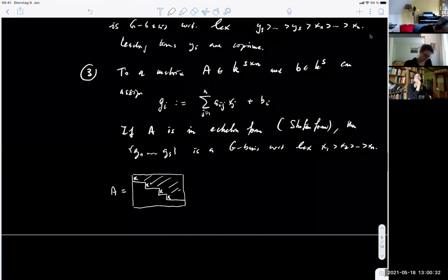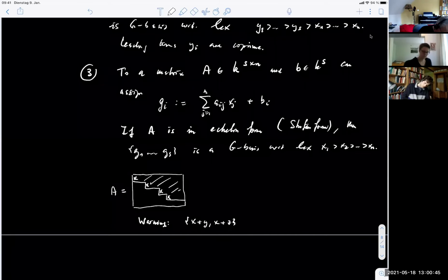Maybe a little warning: it's important to have this echelon form. For instance, x plus y and x plus z is not a Gröbner basis. Question? Yes. In this example, shouldn't it be xi in the sum, because otherwise X.